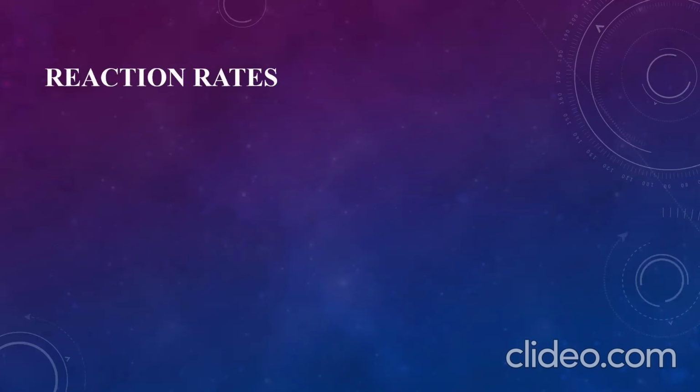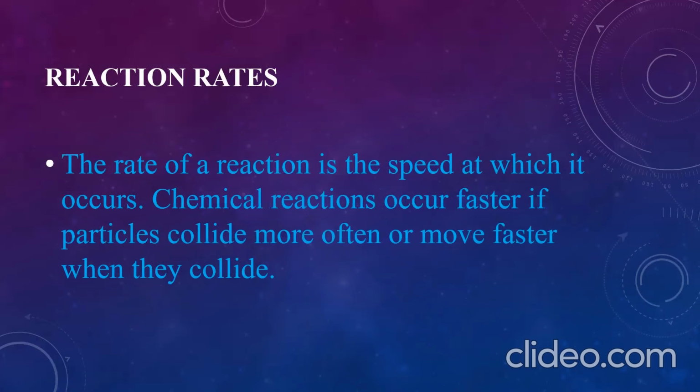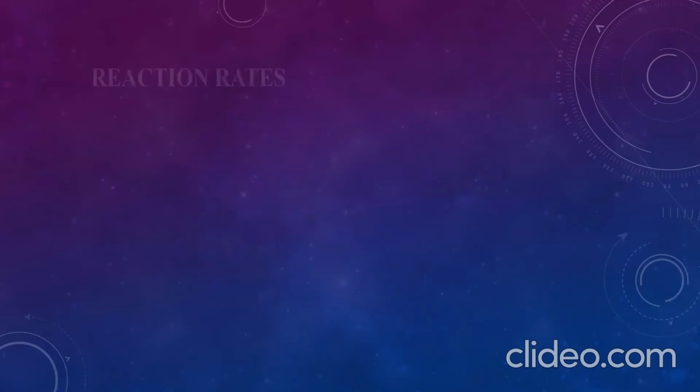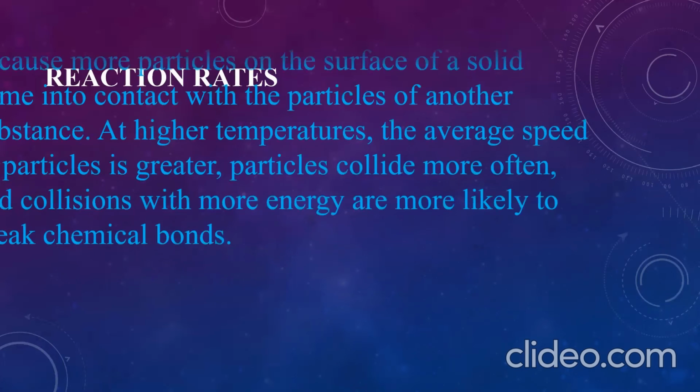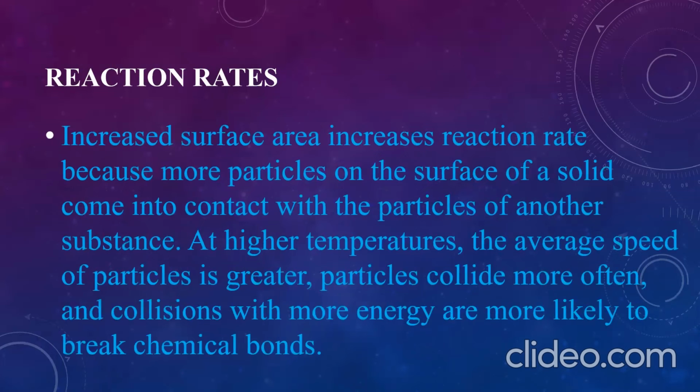We have the reaction rates. The rate of reaction is the speed at which it occurs. Chemical reactions occur faster if the particles collide more often or move faster when they collide. Also, increased surface area increases the reaction rate because more particles on the surface of a solid come into contact with the particles of another substance.